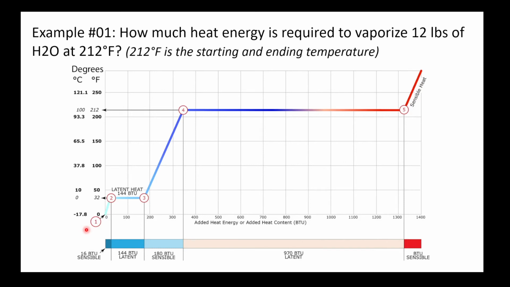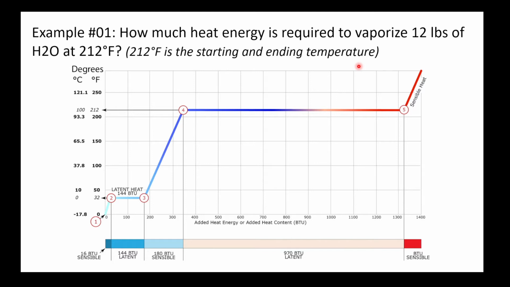For the first example, example number 1, we have this question. How much heat energy is required to vaporize 12 pounds of H2O at 212 degrees Fahrenheit? Note that at 212 degrees Fahrenheit means 212 degrees Fahrenheit is the starting and ending temperature. Okay, so we're not going to change the temperature, but we're going to vaporize the 12 pounds of H2O.